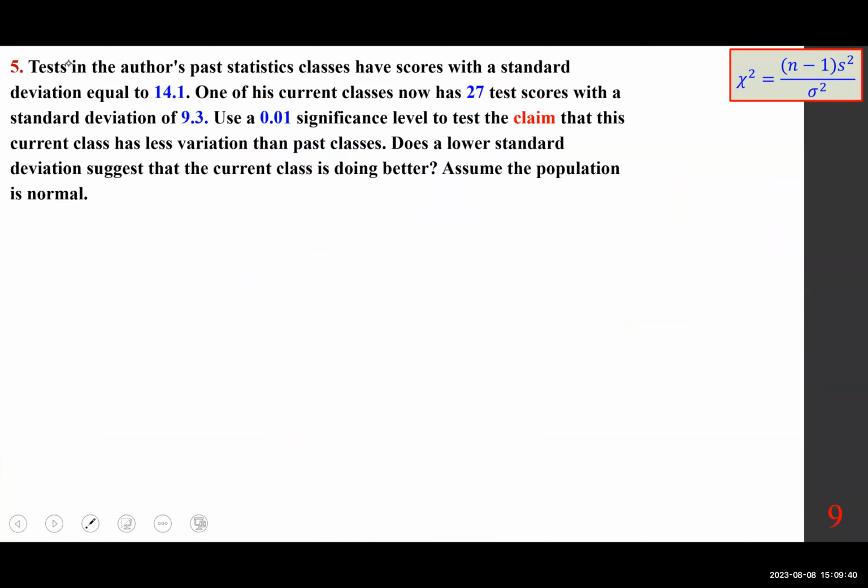Tests in the author's past statistics classes have scores with the standard deviation equal to 14.1. One of his current classes now has 27 test scores with the standard deviation of 9.3. Use a 0.01 significance level to test the claim that this current class has less variation than past classes. Does a lower standard deviation suggest that the current class is doing better? Assume the population is normal.